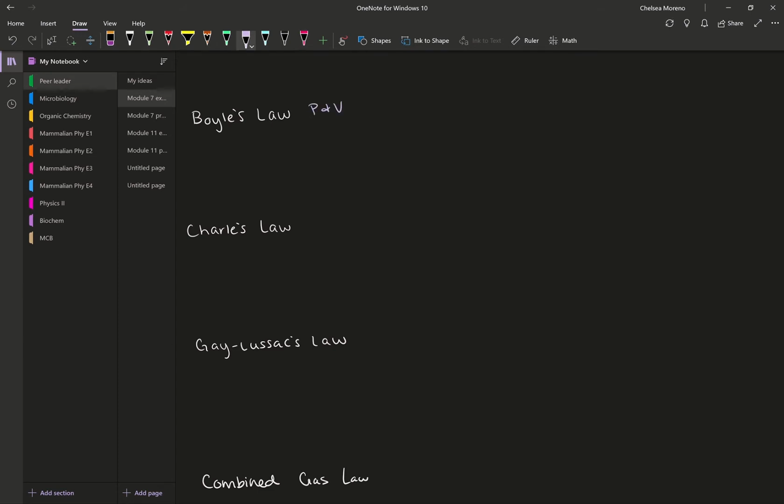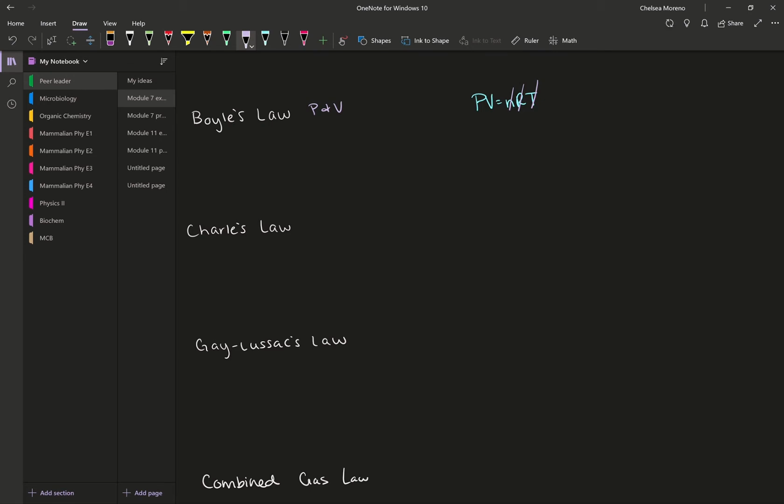So whenever we look at our ideal gas law, we're going to say PV equals nRT. Whenever we're dealing with Boyle's law, what we're assuming is that moles and temperature are all constant. They are not changing. So that's what Boyle's law is saying. Everything else is constant and our only variables are pressure and volume. So let's keep that in mind.